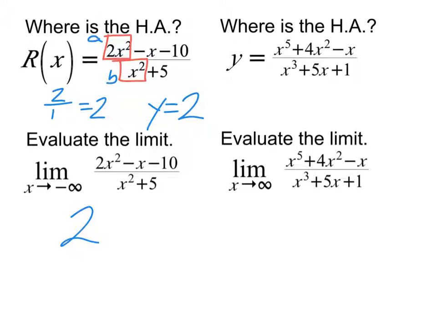Alright, and the last one. Again, all we're looking at is the highest exponent terms, so the x to the 5th and the x cubed. In this case, you'll notice that it's top heavy. That means there is no asymptote. Well, if there's no asymptote, then how do we evaluate the limit? Because we still can do it.